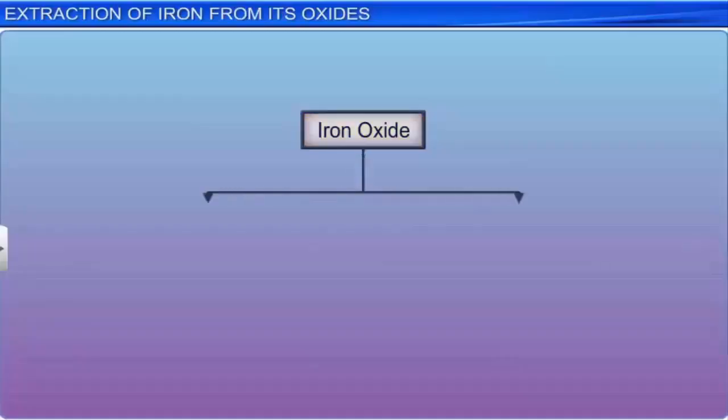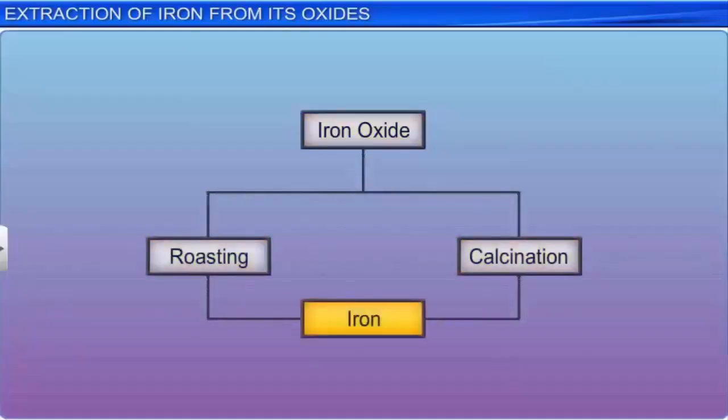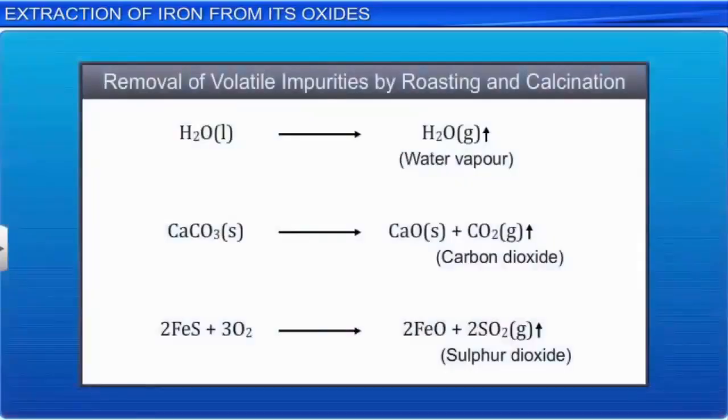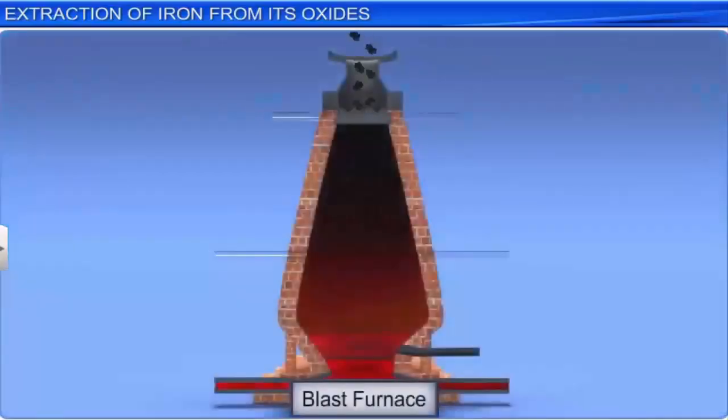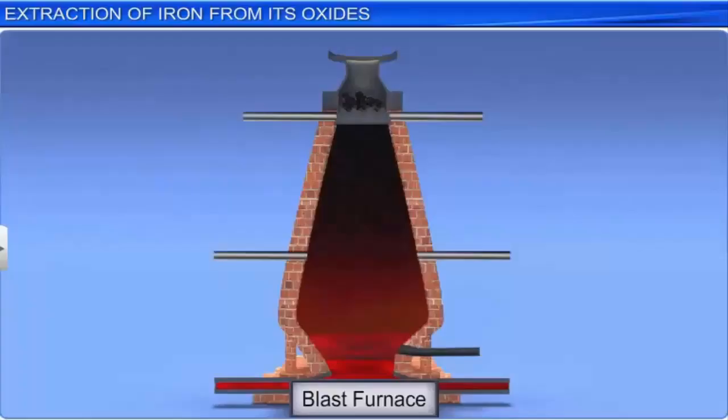Iron oxide, the ore from which iron is extracted, is concentrated by roasting or calcination so that water gets eliminated as vapor. Carbonates get decomposed to release carbon dioxide, and sulfide gets oxidized to sulfur dioxide. This concentrated ore is mixed with limestone and coke and sent into a blast furnace to reduce the metal oxide to the metal.